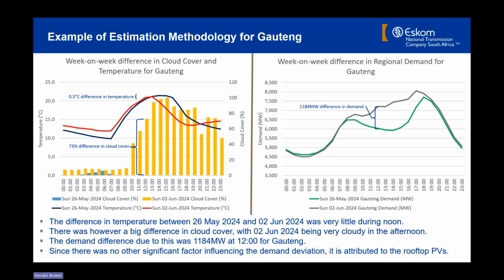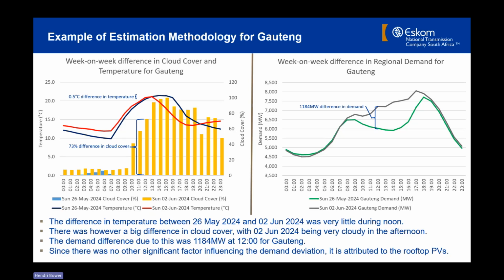So if we look to the right side of the slide, looking at this graph, the green line is showing the demand levels on Sunday, the 26th of May, and the dark gray line is showing what it was on Sunday, the 2nd of June, for Gauteng only. Now, during noon, the deviation between these two was sitting at close to 1,200 megawatts. Now, that is quite significant. And like I mentioned, because all other factors have already been catered for, it means that that change in the demand behavior is attributed to the loss of rooftop PV generation.